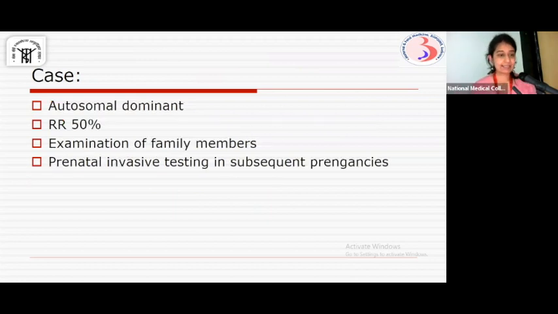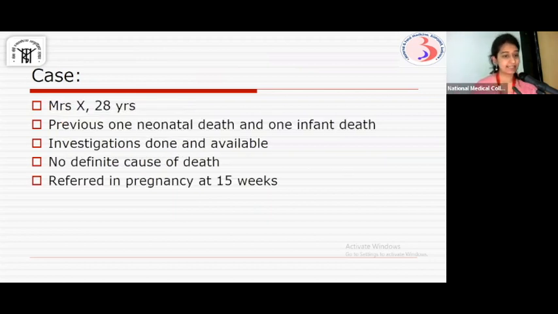Coming to the next case, it is Mrs. X, 28 years old. She had a previous history of one neonatal death and one infant death. During the second baby's delivery, investigations were done, but no definitive cause for death was found. She was referred to us during the third pregnancy at 15 weeks.